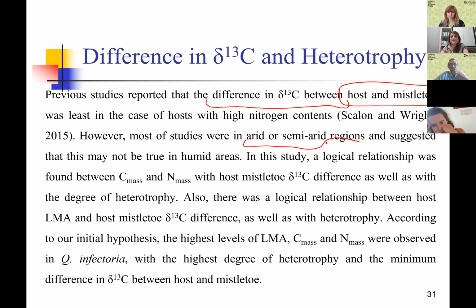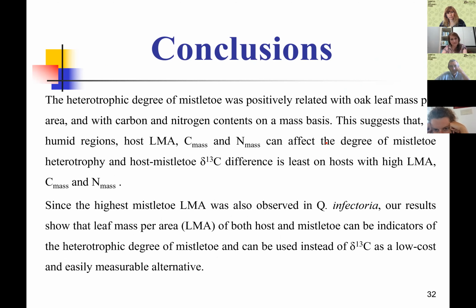Also, there was a logical relationship between host LMA and host-mistletoe delta 13C difference, as well as with heterotrophy. According to our initial hypothesis, the highest levels of LMA, carbon, and nitrogen concentration were observed in Quercus infectoria, with the highest degree of heterotrophy and the minimum differences in carbon-13 composition between host and mistletoe.